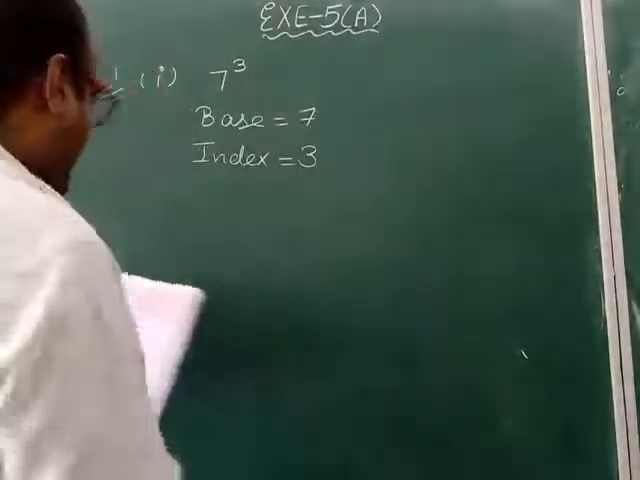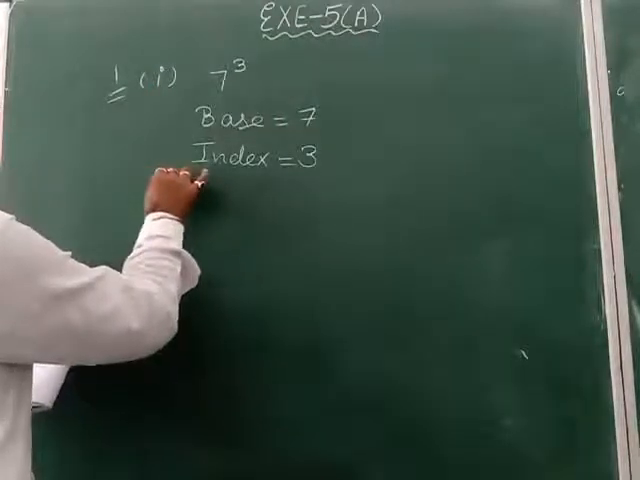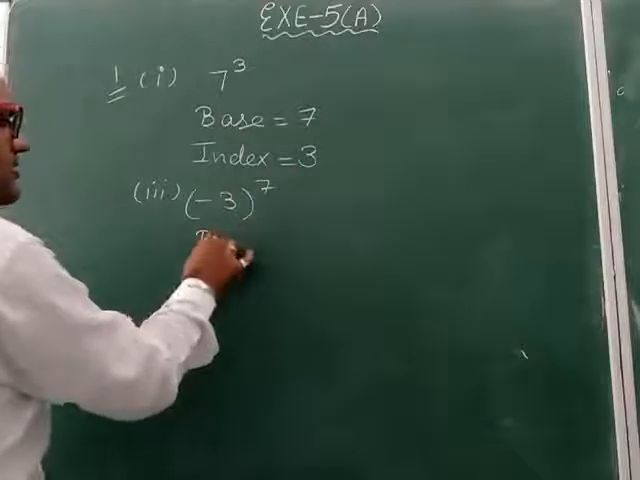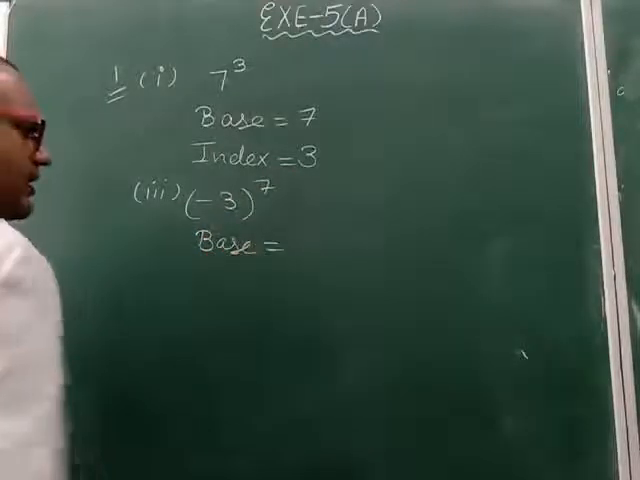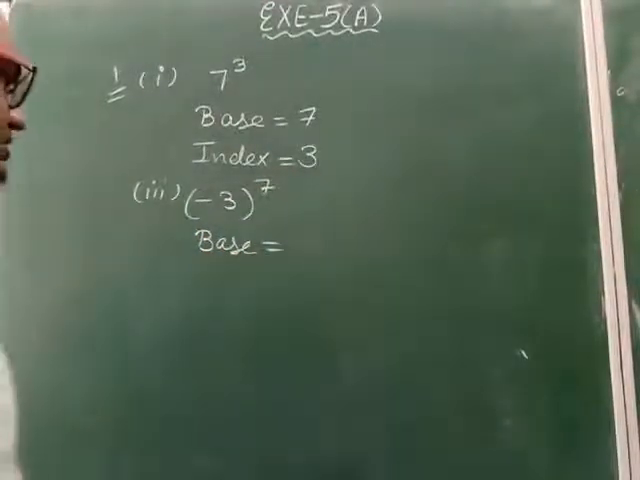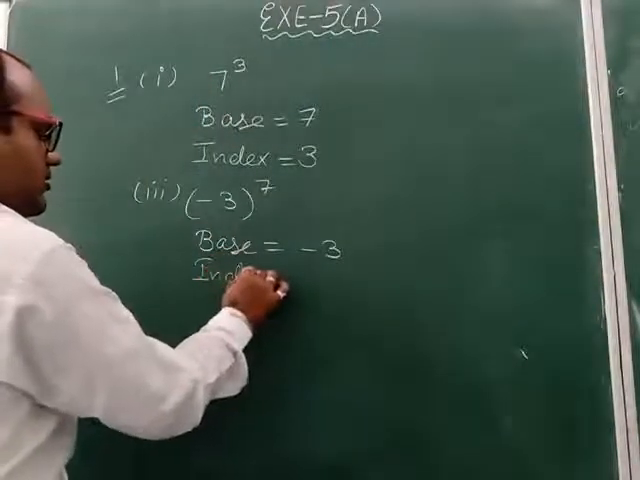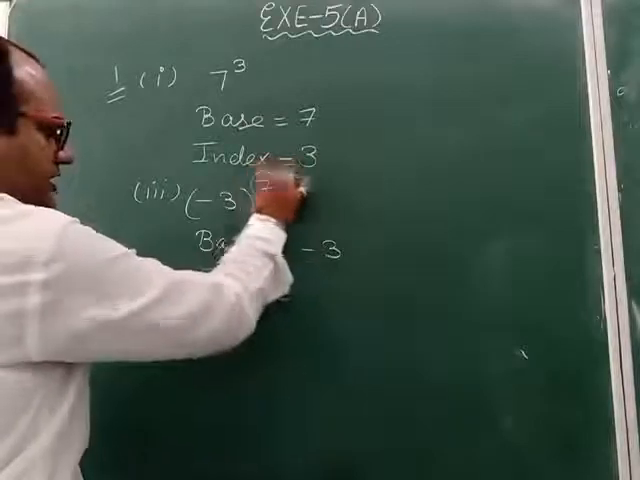See another part, number 3rd. Minus 3 raised to the power 7. So base will be minus 3. Index will be the power, what is written in the power, 7.